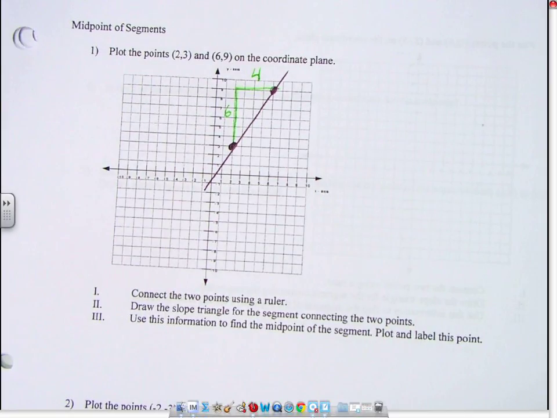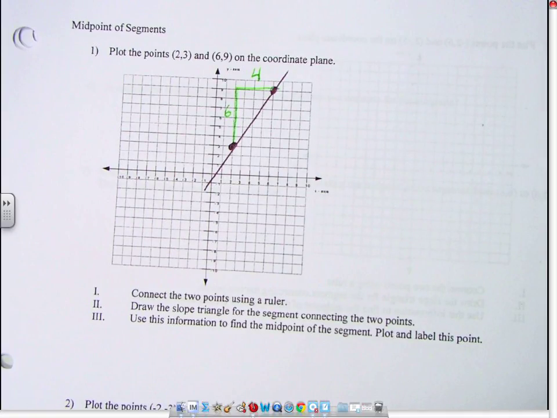So I plotted points 2, 3, and then I plotted point 6, 9. And then I connected them with a straight line. And then I took out my colored pencil, and I drew in the slope of 6 over 4.